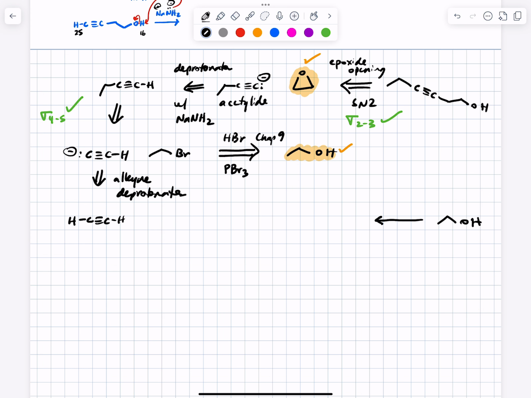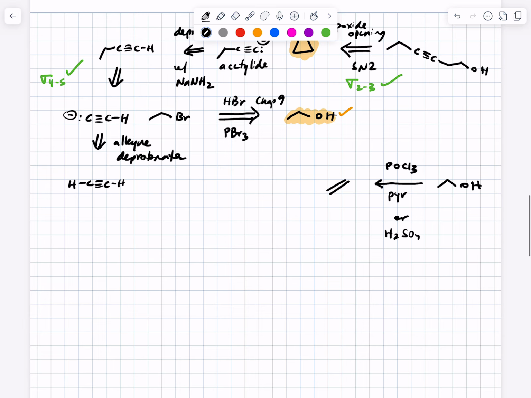The first step, and now we're doing it in the forward direction, is alcohol dehydration with POCl3 and pyridine, or if you wanted, you could use H2SO4. That would give you the alkene. Alternatively, if you wanted to go a little more slowly, you could use PBr3 or HBr to make the alkyl halide, and then you could do an E2 elimination reaction with tert-butoxide.